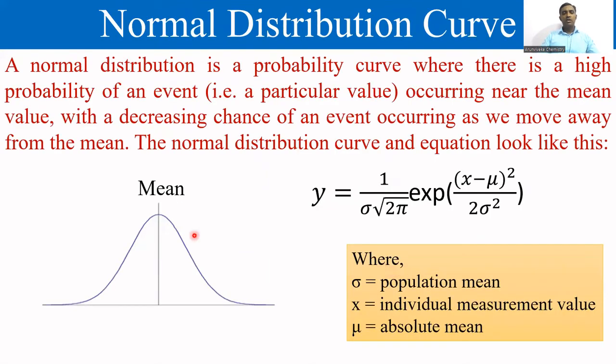What is a normal distribution curve? A normal distribution curve is presented here. It is a bell-shaped curve representing the presence of various data, and at the center is nothing but the mean. So this bell-shaped curve usually follows this equation. Y equals 1 by sigma square root of 2 pi, exponential of minus x minus mu whole square divided by 2 sigma square, where sigma represents the population standard deviation, x represents the individual measurement value, and mu represents the absolute mean.